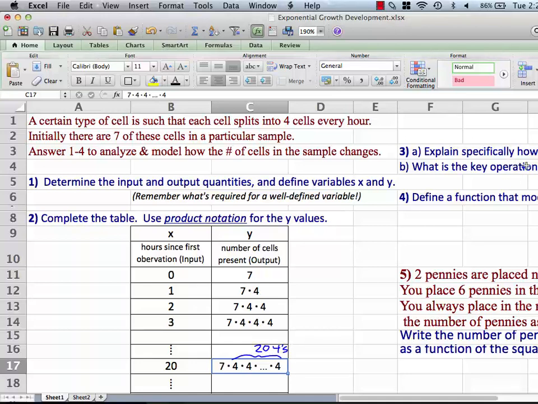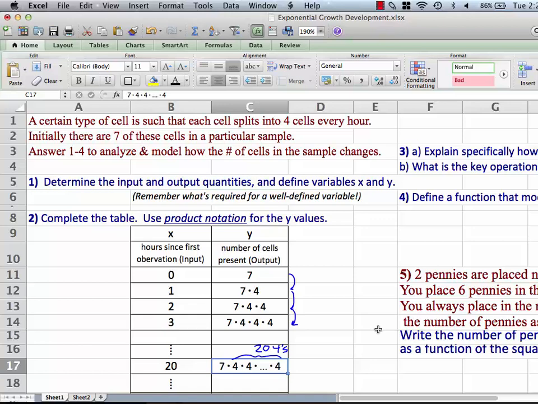Okay, so explain specifically how the sample grows. What's the key operation at work? Who wants to take this? Somebody new. How about Christina? Can you tell me specifically how the sample is growing? What's the key operation at work? So is the key operation at work exponent? Not quite. Exponent is just a convenience.